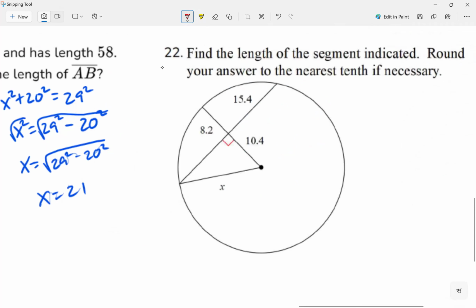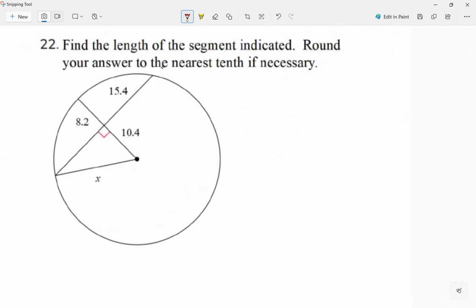Let's take a look at number 22. Find the length of the segment indicated. Round your answer to the nearest tenth if necessary. So we're solving for x, which is this one. I see this is 10.4, and I'm going to say this other side right here is 15.4, because look, I see my chord got cut in half, so that's 15.4.